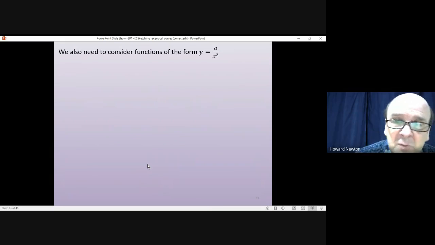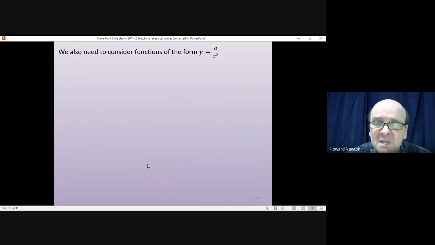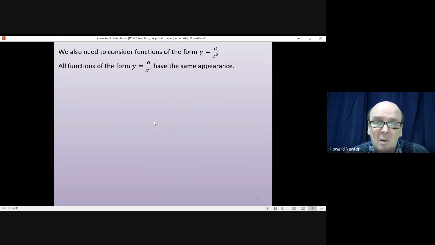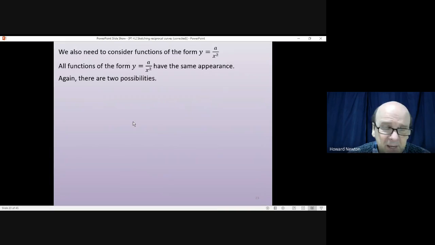The other function that we have to consider is y equals a divided by x squared. Now, x squared is always a positive number. So a divided by x squared will always be positive as long as a is positive. And again, y equals a over x squared, they all have the same appearance. It doesn't matter what number a is, whether it's 2, 3, 4, or 5. Again, there are two possibilities, depending on whether a is positive or negative.